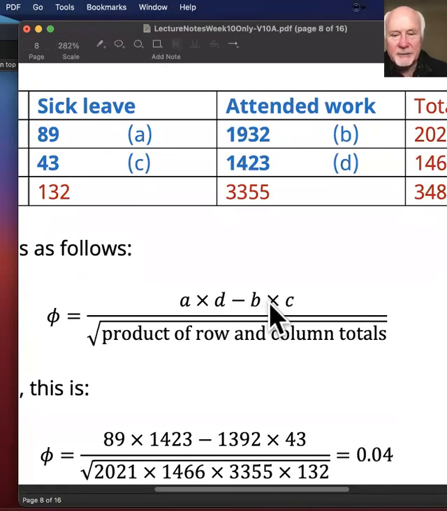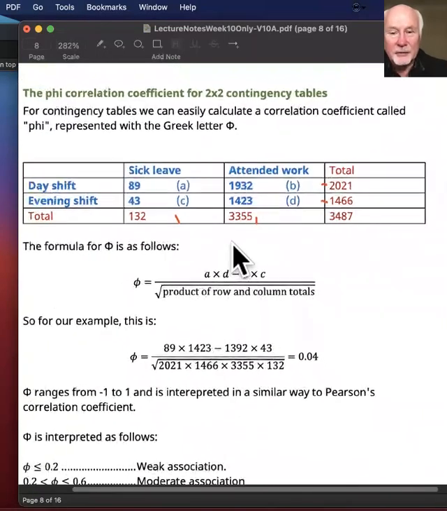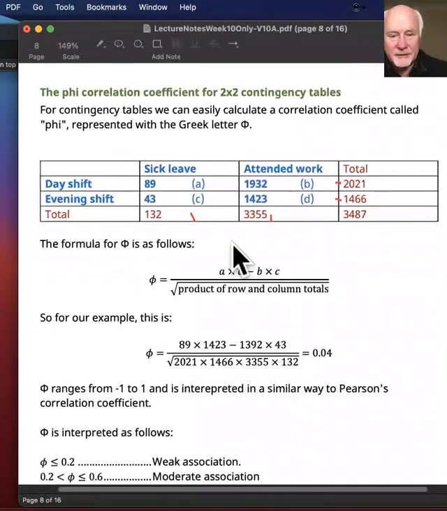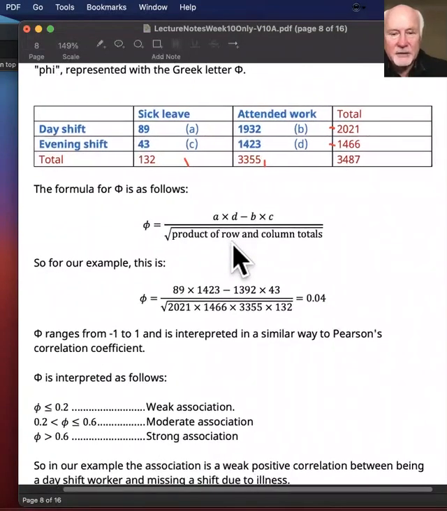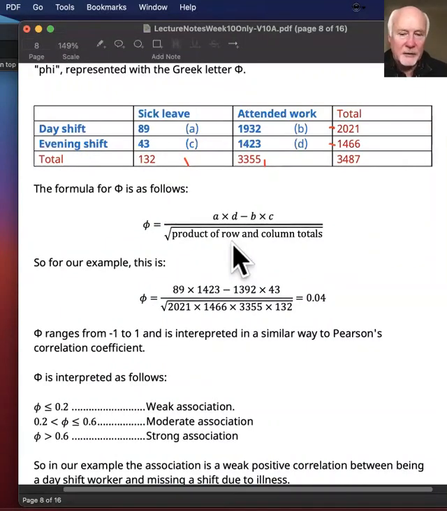Okay, so it's A times D minus B times C, and then you just multiply 2021 by 1466 by 3355 by 132. You find the square root of that, and that will give you an actual correlation coefficient. And just like the Pearson's correlation coefficient, it ranges from -1, meaning a negative correlation, to 1, and 0 means no relationship, no association.